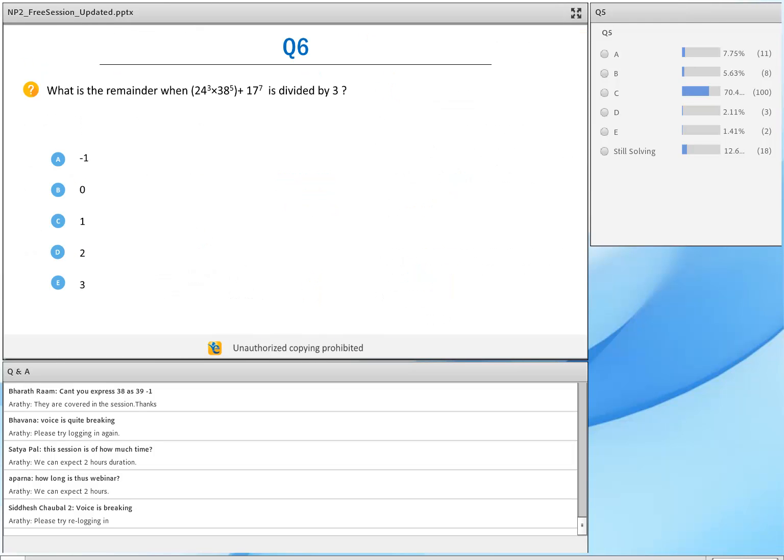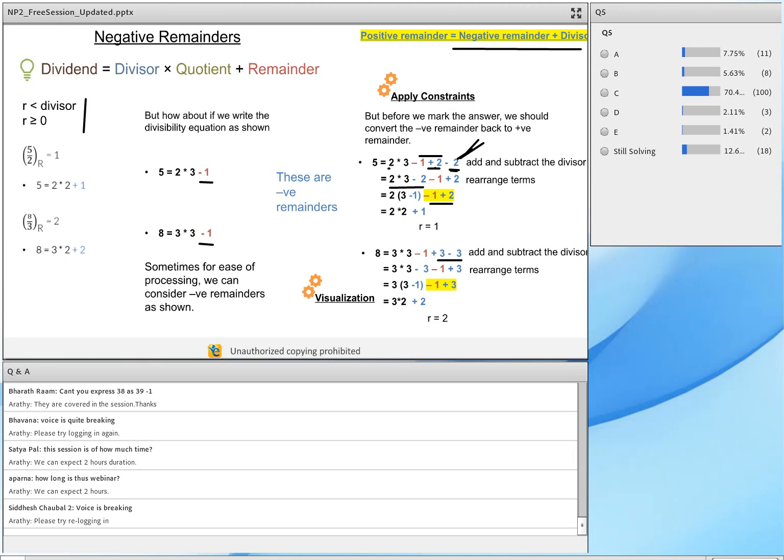Okay, let's apply this concept to solve a few questions. I'm going to reopen this, and the next question, even though it may be possible to solve using a positive remainder, I want you to focus on applying a negative remainder to it.